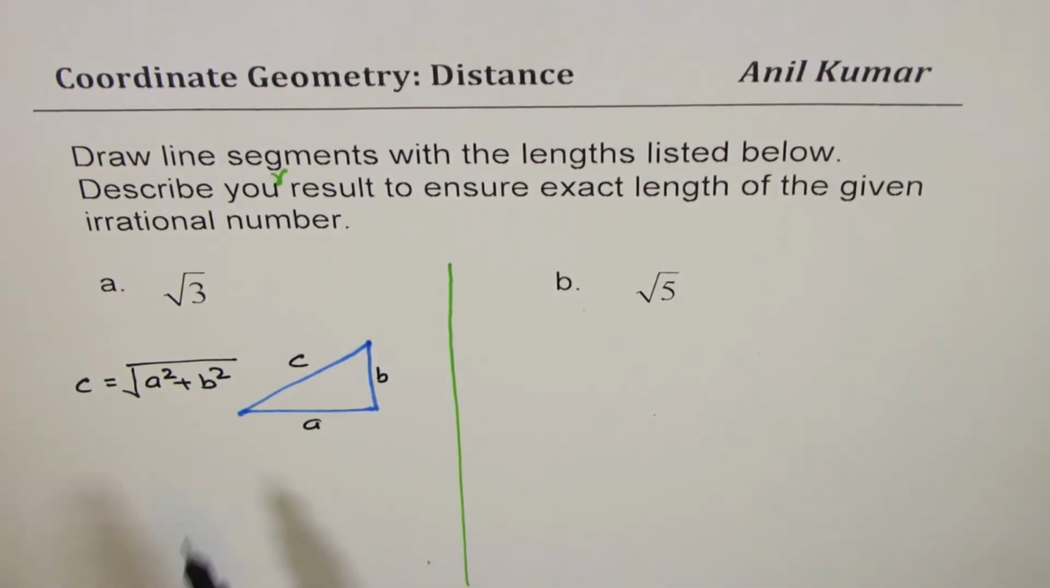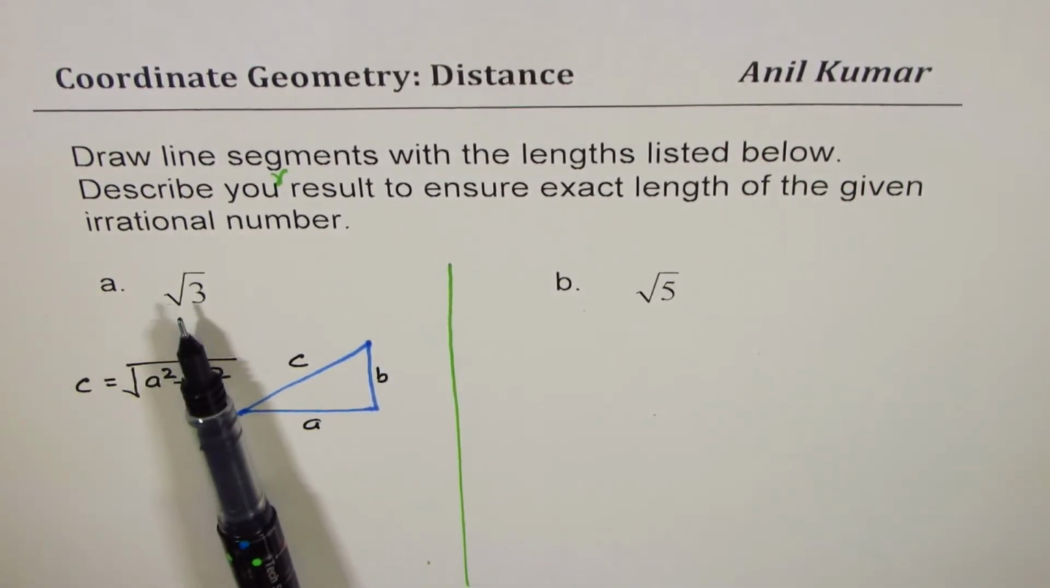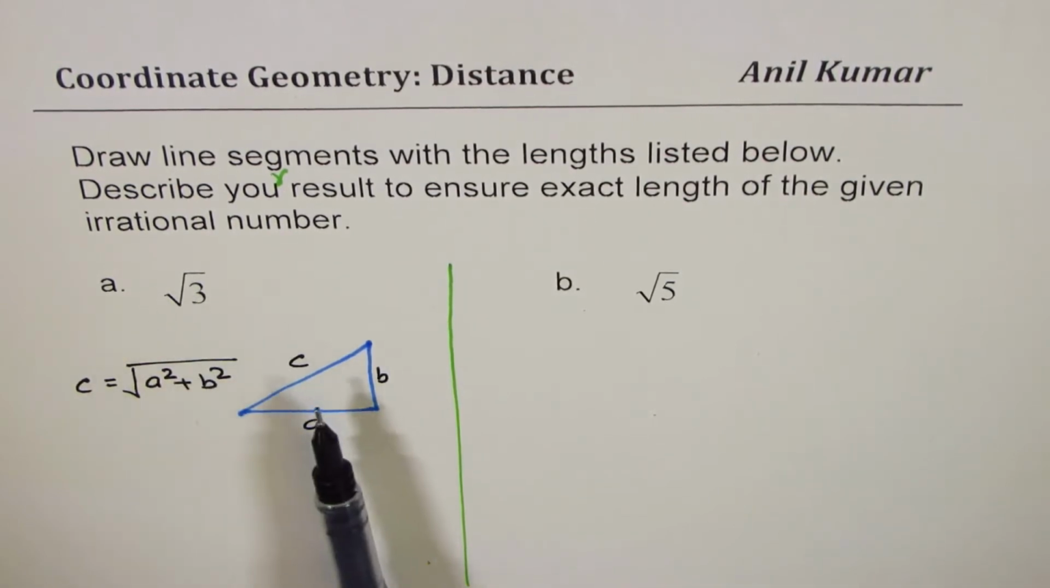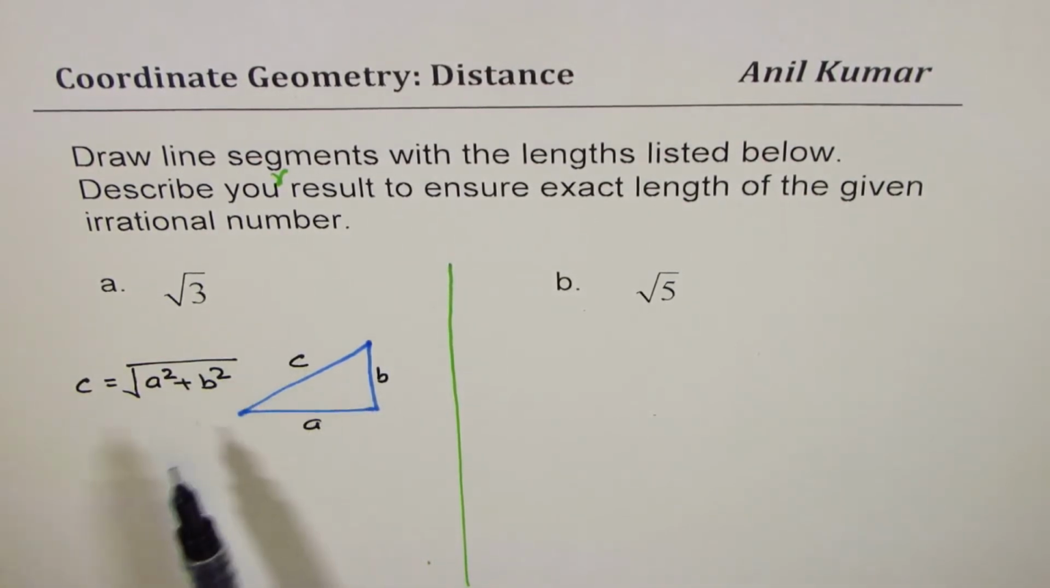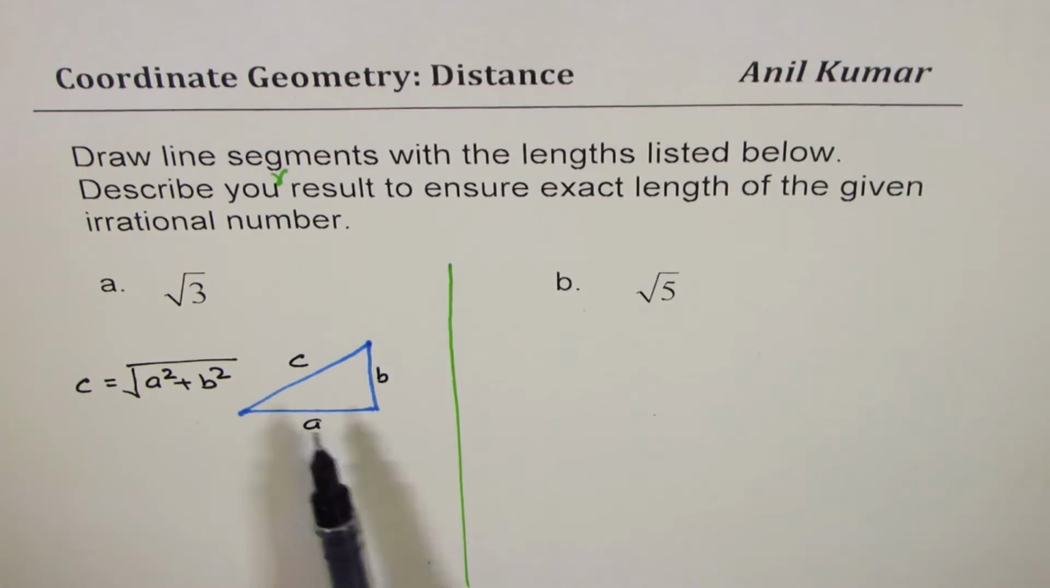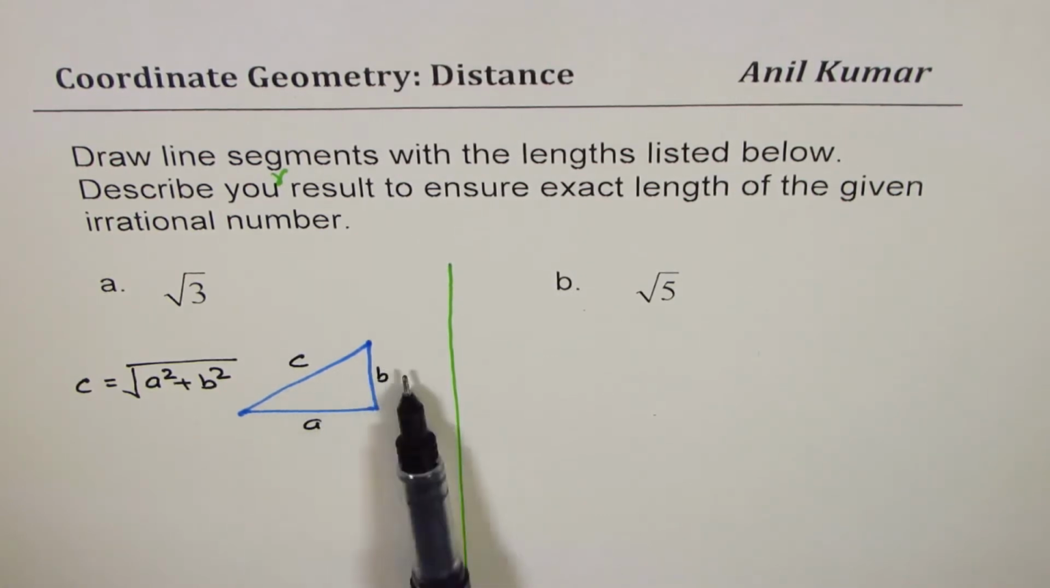So if I want square root 3 here, I could do square root 2 here and 1, and when you square them, you get 3. So you could do that, correct? Now, how will you get square root 2? Well, that's another question. We'll see that also, okay?